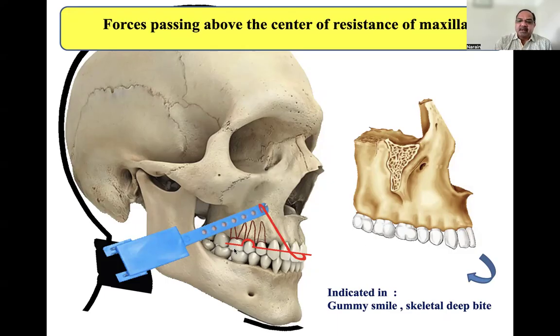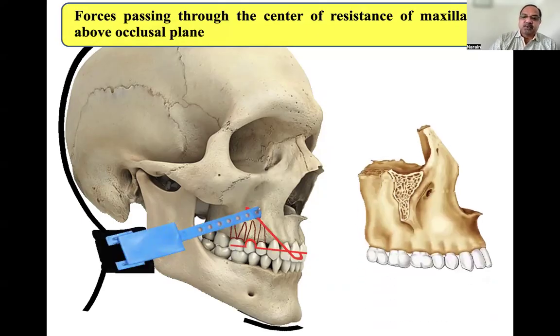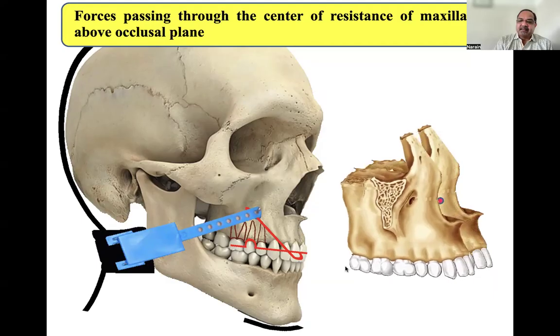It will bring about extrusion of the posteriors and intrusion of the anteriors. Now let us pass the forces above the occlusal plane in a cervical pull headgear. I'm sorry, through the center of resistance. So whenever you pass the force through the center of resistance, then there will be a bodily type of movement and the entire maxilla with the teeth will move.